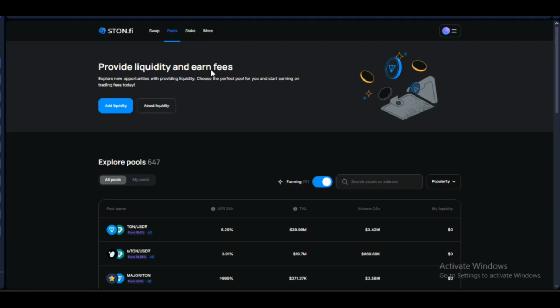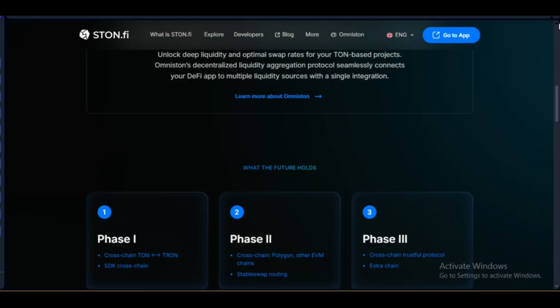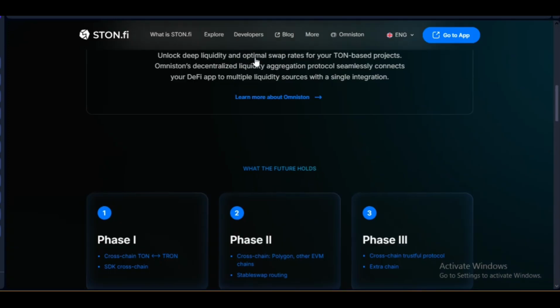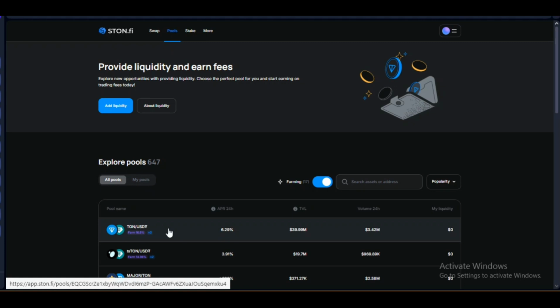Now how does it work on Stonfi? Stonfi takes liquidity positions to the next level. It's built on the STON blockchain, which you can see here. You can't go wrong with STON right now. It offers near instant transfer speed and fees so low they're practically invisible. When you provide liquidity, you deposit a pair of tokens into a pool. For example, let's say you're adding STON and USDT. Let's just use this.